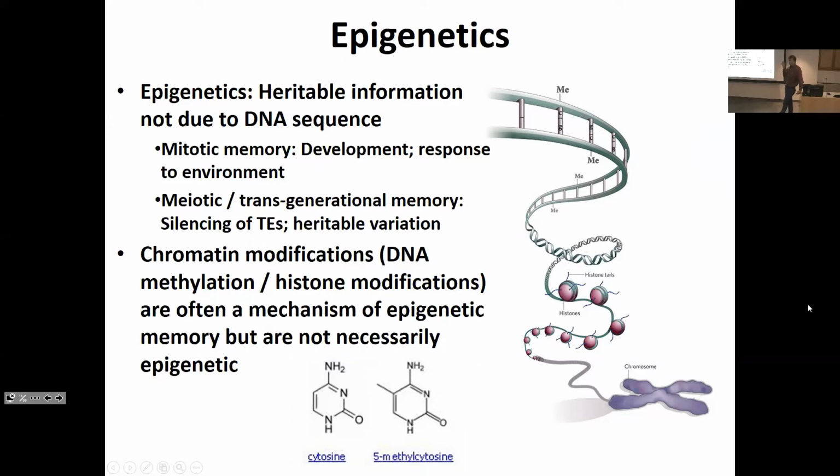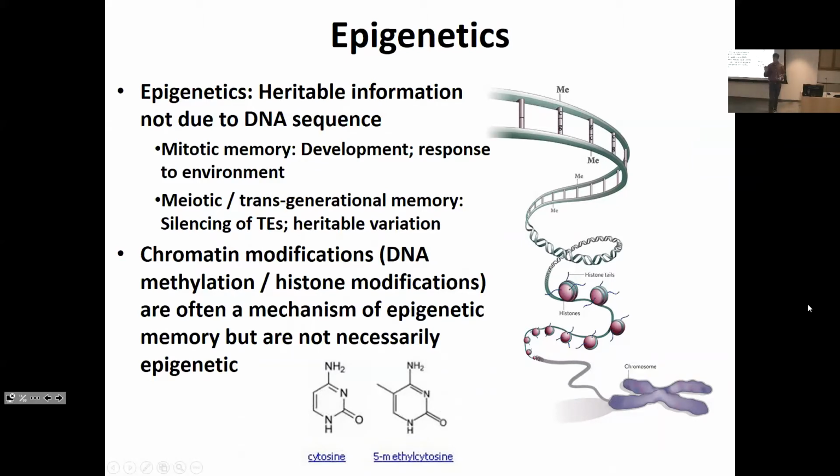So when I use this word epigenetics, I'm talking about heritable information that is not due to DNA sequence changes. And we can think about this in various ways. We can think about this mitotically: is there a change in something that can be remembered throughout the lifespan of an organism? You can think about this across generations, in meiotic memory.